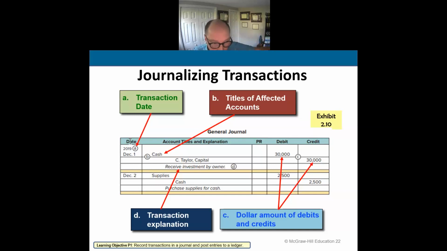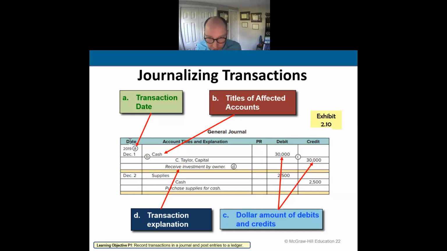In our first example on December 1, 2019, it looks like our owner invested cash into the business. Maybe the business was just getting started. That's probably what it was, right? So this is probably a brand new business. The owner's putting cash into the business to get it up and running on December 1.